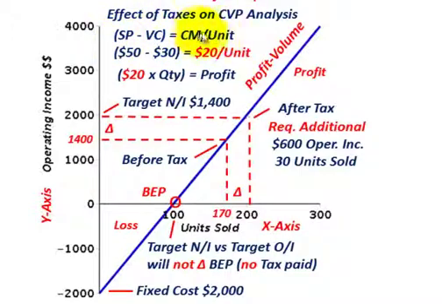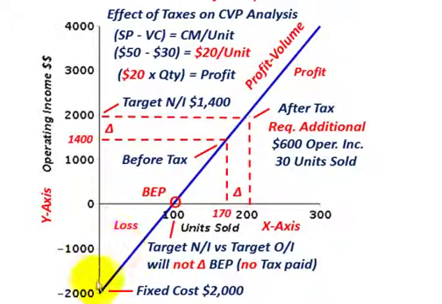We're going to be using the contribution margin method to determine our dollars contributed per unit sold. You take your selling price, for example $50 per unit, and a variable cost of $30 per unit. Simply the difference gives us the contribution margin per unit, so $20 per unit is our contribution margin. Our profit is simply that $20 per unit contribution margin times the quantity, or units sold. That's our profit line.